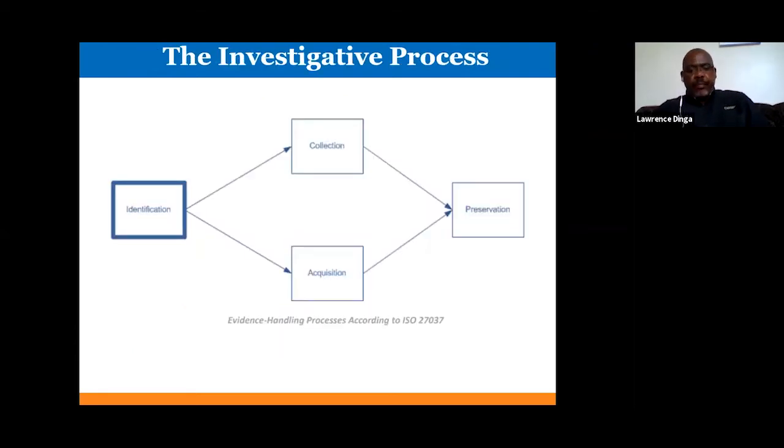Now, let's look at the investigative process. Here I've given you this diagram. This diagram is ISO 27037. Now, if you look at the investigation processes or digital forensic process, many books will give you different steps or different phases.